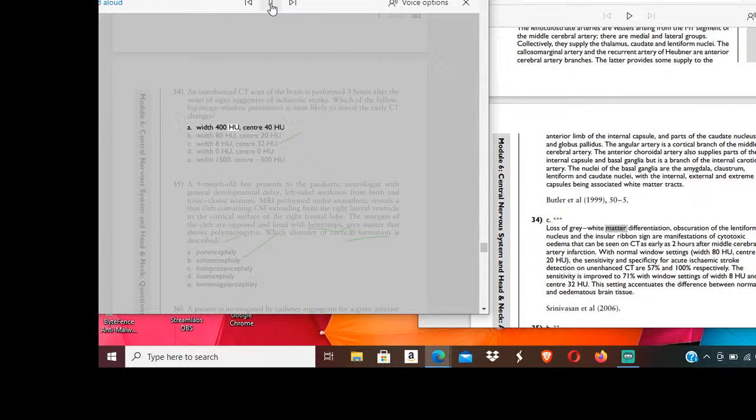A. Width 400 Hu, center 40 Hu. B. Width 80 Hu, center 20 Hu. C. Width 8 Hu, center 32 Hu. D. Width 0 Hu, center 0 Hu. E. Width 1500, center 500 Hu.